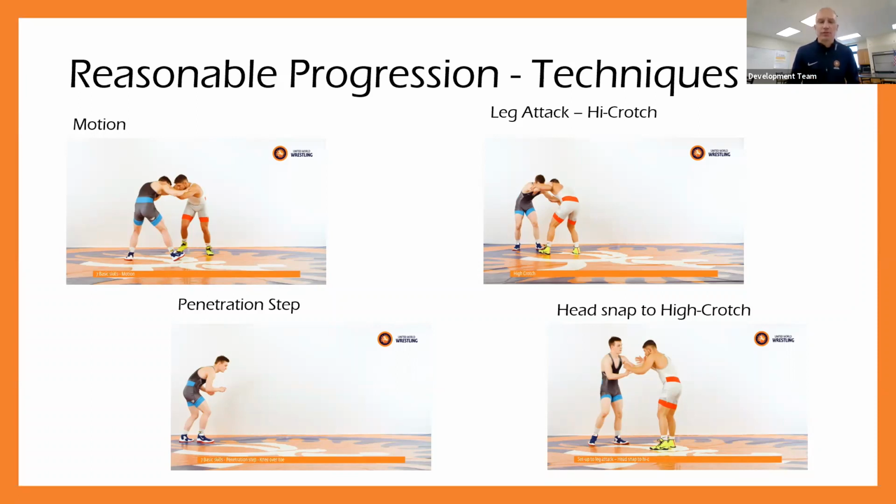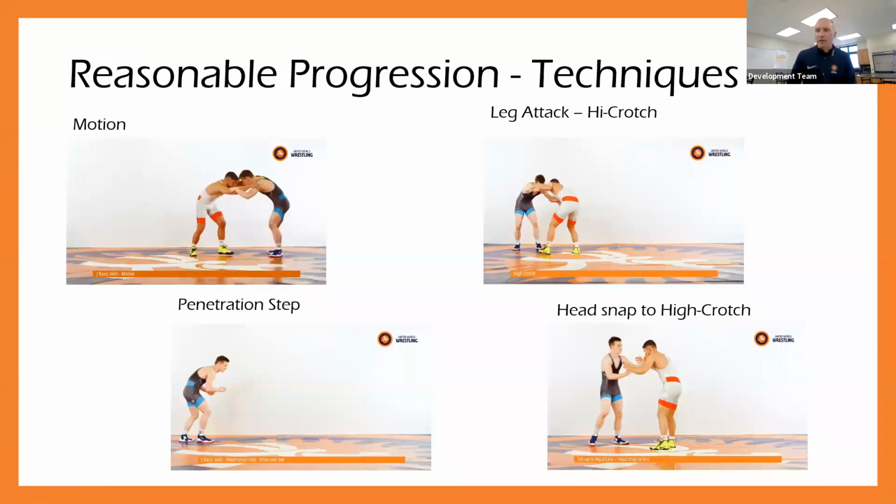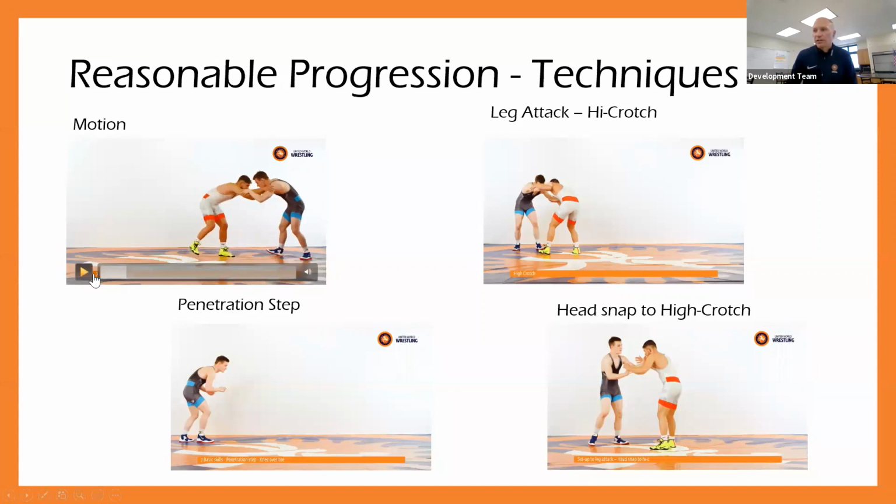And here's an example of this. If we take a look at the videos that we have up here on the screen, you can see that we have motion. Here's an example of a wrestler just learning how to move his opponent from a collar tie: snapping, moving, and turning. This is a key aspect of the move that we want to get to, because ultimately, down here in the bottom right corner, we want to get to a head snap, to a high crotch leg attack, to a double.